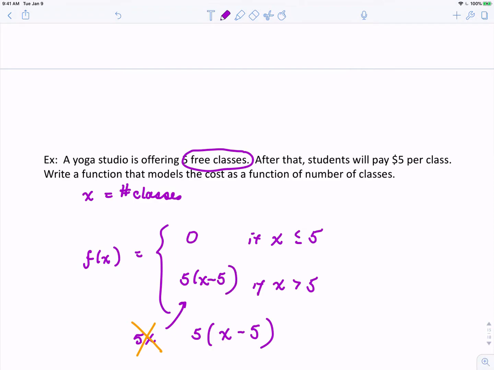So let's review that again. For example, suppose you take 7 classes. The first 5 are going to be free. And so how much are you going to pay? You're going to pay for 2 classes, or in other words, $10. So notice that if you took this formula and put the number 7 in for x, that would be 5 times 7 minus 5. In other words, 5 times 2, the 2 classes that you need to pay for, and you'll be paying a total of $10 for your classes.